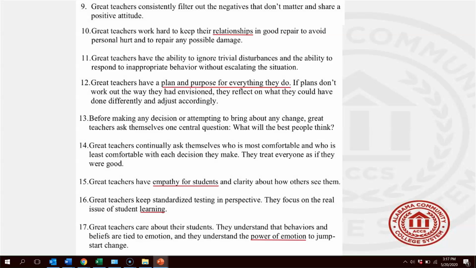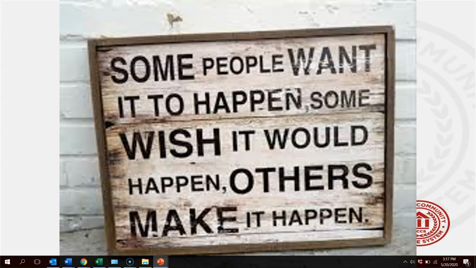We'll talk a lot about that when we get to neurology of learning, also the power of emotions. Emotions affect thinking more than thinking affects emotions. So if we're worried about getting students to think and digging a little deeper, we must pay attention to the power of those emotions. And that's what leaders do. We don't wait for it to happen, wish it would happen, we make it happen.